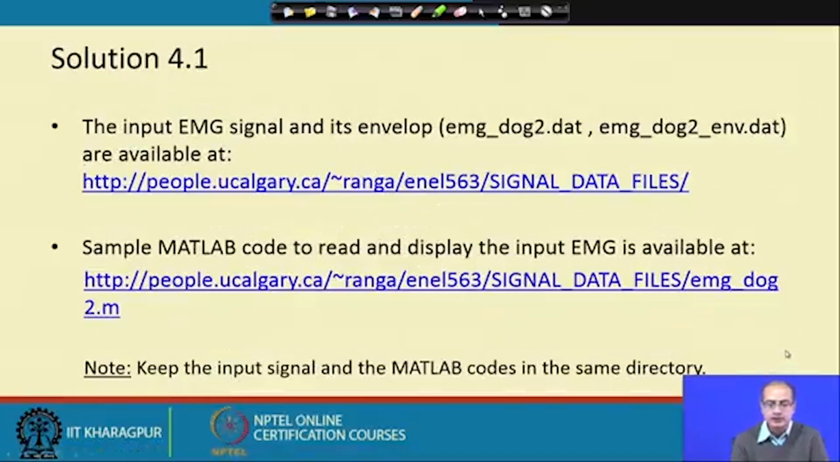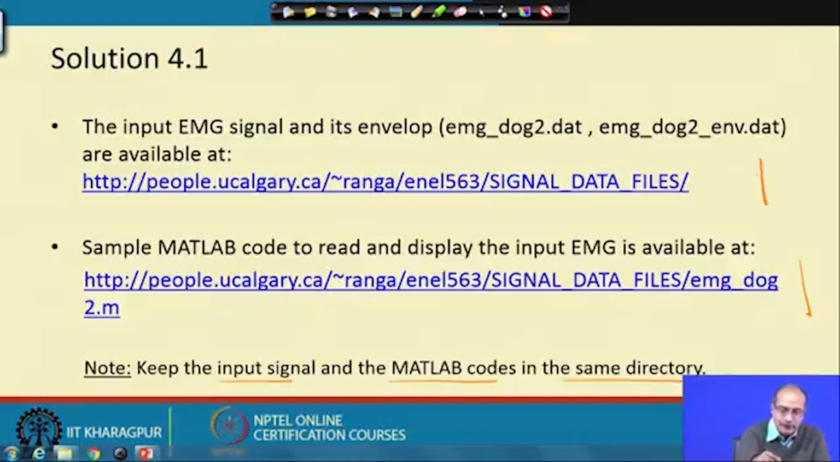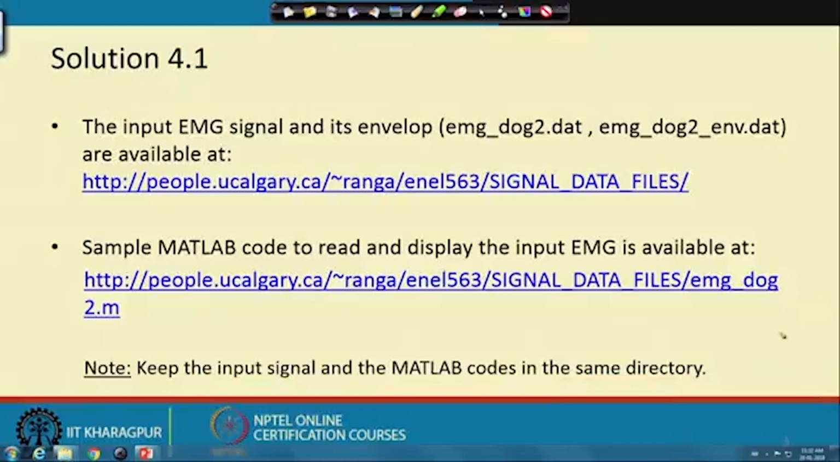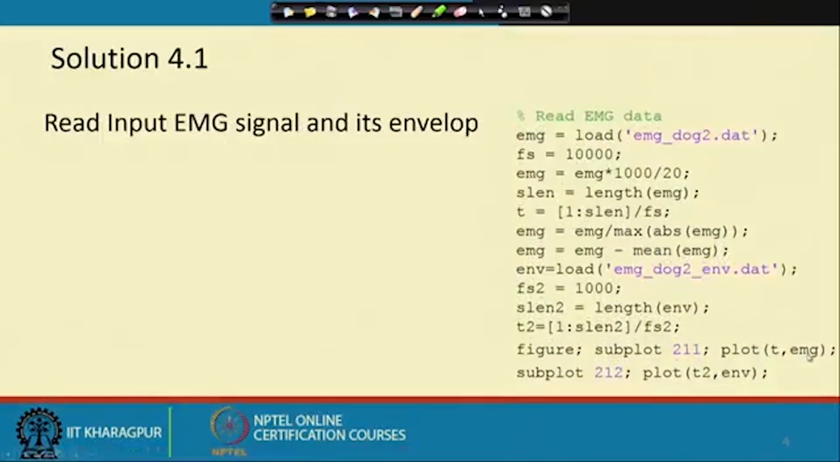First we take the EMG signal and the corresponding MATLAB files, and we put the input signal and the MATLAB code in the same directory, the working directory of MATLAB. Our work starts from here. First we have to read the file. So, we load the signal into the variable EMG, and we know the sampling frequency is 10 kilohertz.